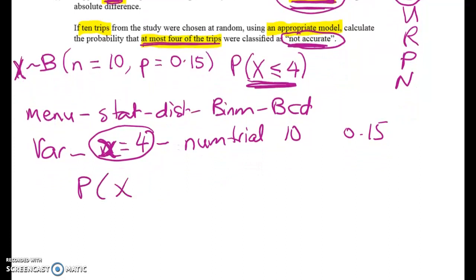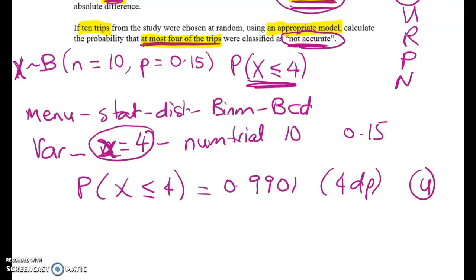So the probability that X is less than or equal to 4 is equal to 0.9901, and that's to 4 decimal places. Okay, so that's the achieved part of the question. The next part of the question asks us to talk about our choice of distribution. Okay, so justify the use of the probability distribution for your answer in part 1.